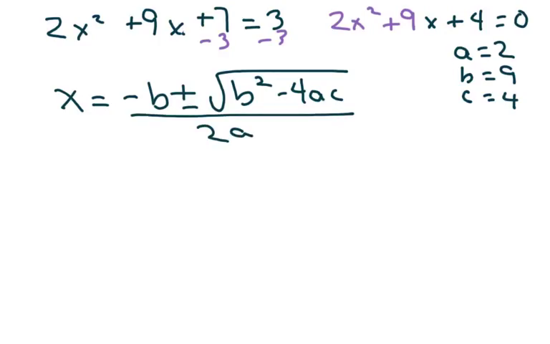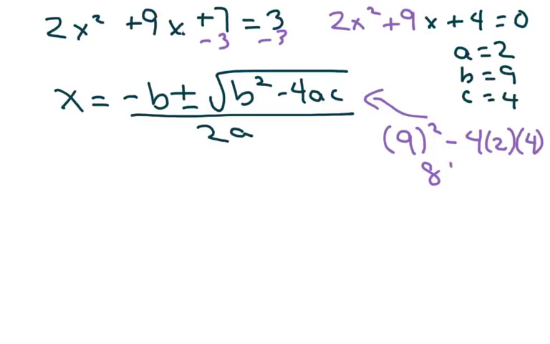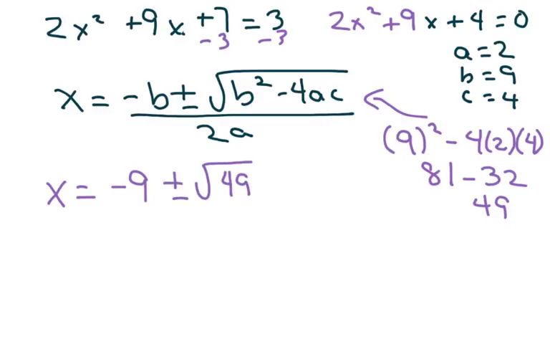All over 2a. So we take care of this inner side. I want to see what's going on with this. So we get 9 squared minus 4 times 2 times 4. So we get 81 minus 32. And 81 minus 32 is 49. So this equals 49. So x equals negative b, so it's negative 9, plus or minus square root of 49 over 4. Because 2 times 2, so I could have changed this to 2, right?